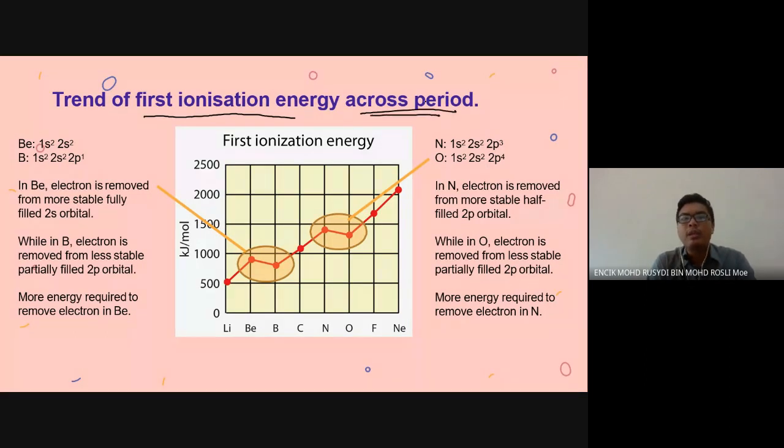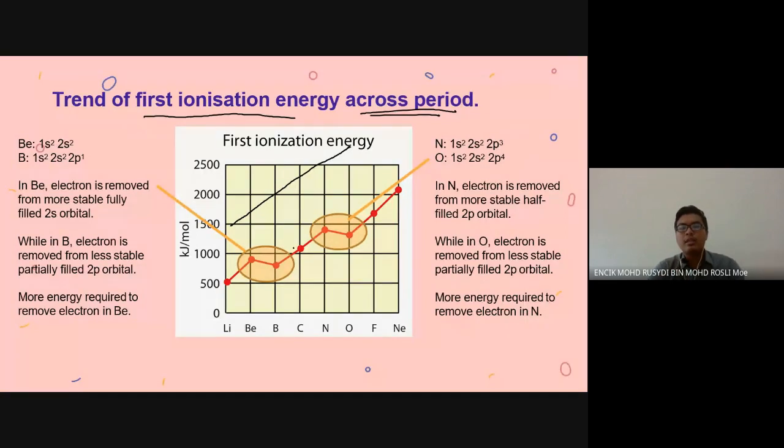Okay, so what happened to the trend of the first ionization energy across period? Kita ada period 2 punya elemen: lithium, beryllium, boron, carbon, nitrogen, oxygen, fluorine dan juga neon. Trend dia in general nampak meningkat. Sepatutnya dia just meningkat biasa sahajalah. First ionization energy across period increases. Tetapi ada dua anomalous case in here. Ada dua case yang pelik sikit.